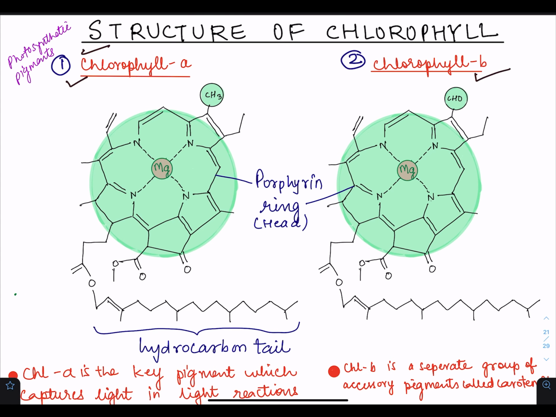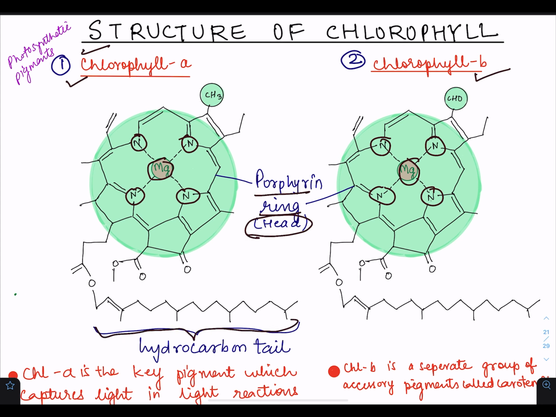Both chlorophyll A and chlorophyll B have a porphyrin ring, which is also known as the head, in common. Here we see magnesium surrounded by 4 nitrogen atoms, and the same structure we find in the chlorophyll B molecule. This part is known as the hydrocarbon tail, and this part is the hydrocarbon tail, which are similar in both chlorophyll A and B. The only structural difference is the CH3 group here in chlorophyll A and the CHO group here in chlorophyll B.